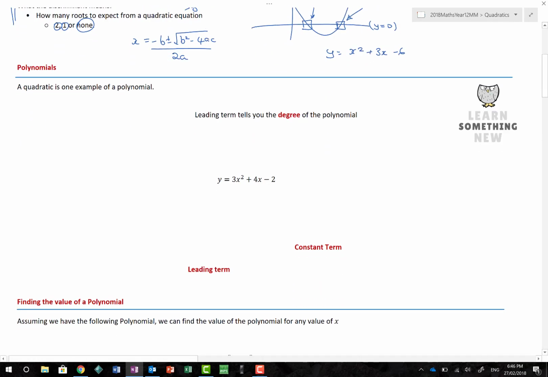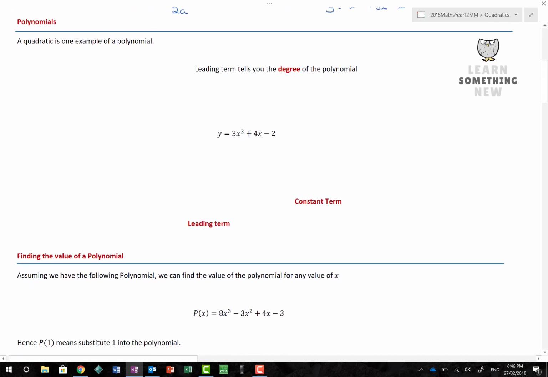But let's just do some basic language with regard to polynomials. All right, so this leading term here tells you the degree of the polynomial. So in this situation, you would say it was a degree 2. Why? Because the highest power is x squared. And because that is a little floaty 2, that is why it's a degree 2. This whole term here is called the leading term, and this term here is called the constant term.